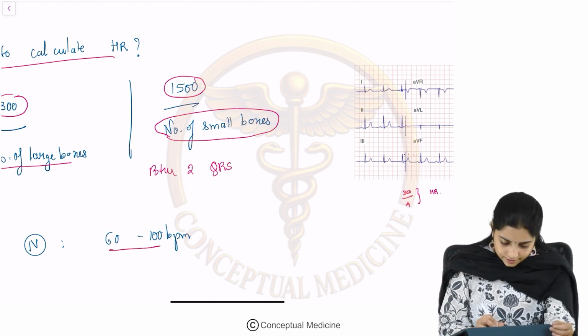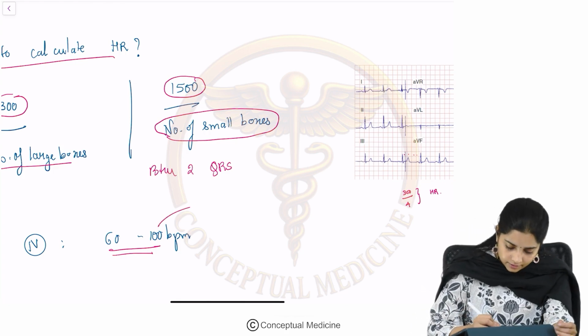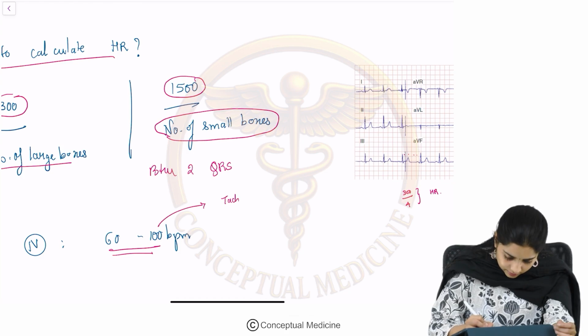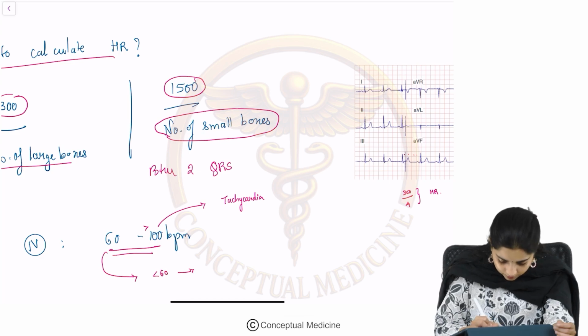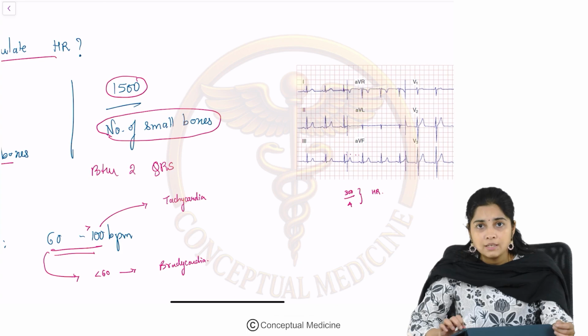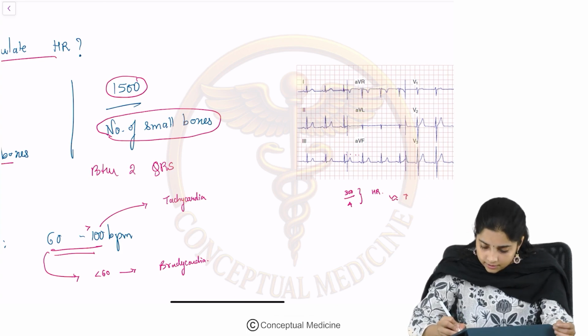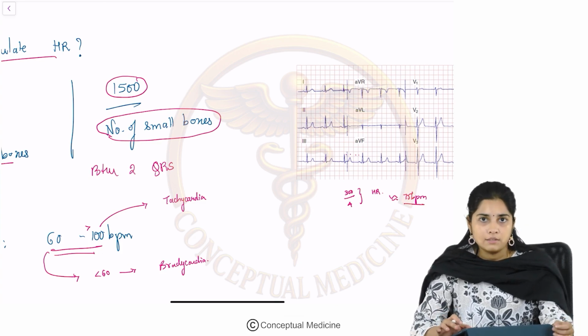The normal heart rate is between 60 to 100 beats per minute. If it is more than 100, we call it tachycardia. And if it is less than 60, we call it bradycardia. So in this ECG, what is the heart rate? It's approximately 75 to 76 beats per minute. So will we say this is tachy or brady? No, this is a normal ECG.